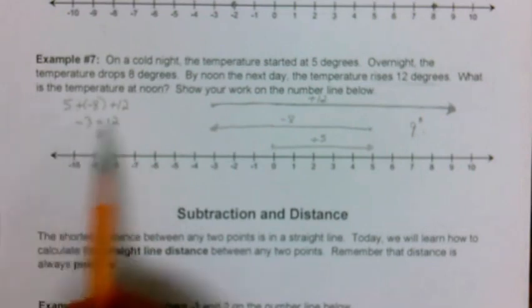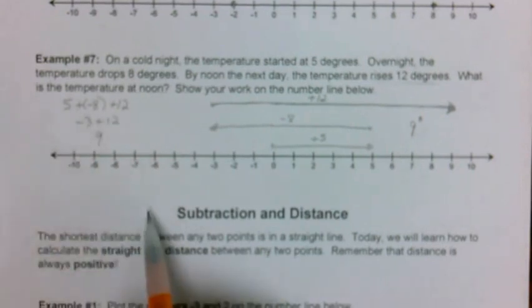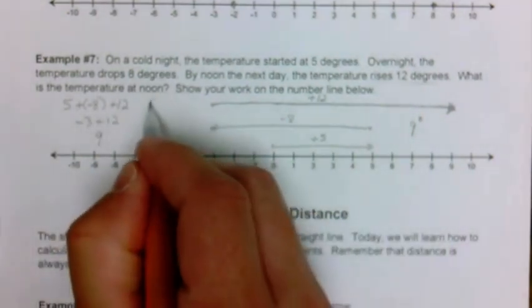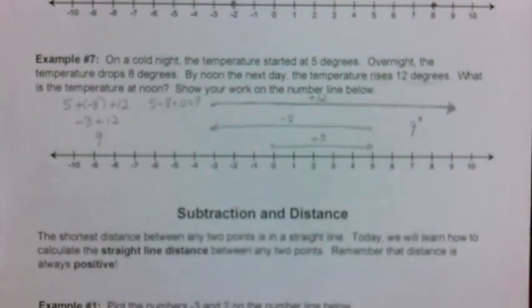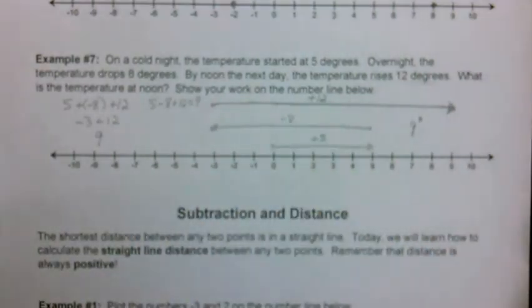So that's one way that you could show this problem. You also could have said 5 minus 8 plus 12 equals 9. And again, that would accurately represent what we see here with the vectors in our picture.